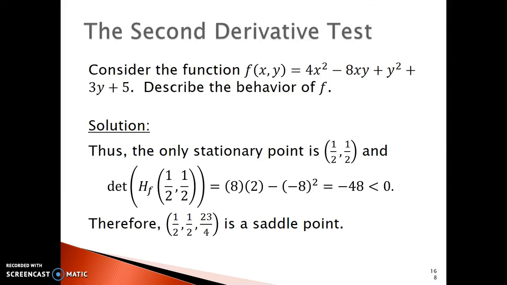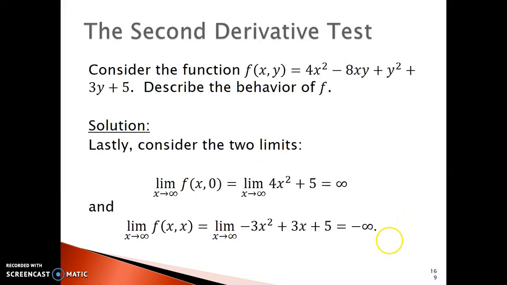We should also talk about the end behavior of this function. What happens? Does the function forever go up towards positive infinity and negative infinity? And we will see that that is in fact the case. Notice the limit as x approaches infinity of f of x comma 0. So we're looking at the limit of this function along the path y equals 0. Along the path y equals 0, this term goes away, this term goes away, and this term goes away, and you're left with the function 4x squared plus 5 along that path. When we plug in infinity for x, that is going to approach positive infinity. So along that path, we know that the function will increase without bound.